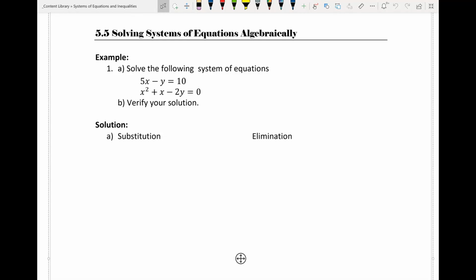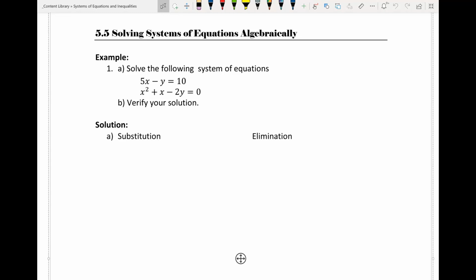On solving systems of equations algebraically. In the last lesson, we solved systems of equations through graphing, and there are other methods than just doing that. Sometimes graphing is not feasible and you could just do it algebraically instead. So there are two methods in solving systems of equations algebraically.